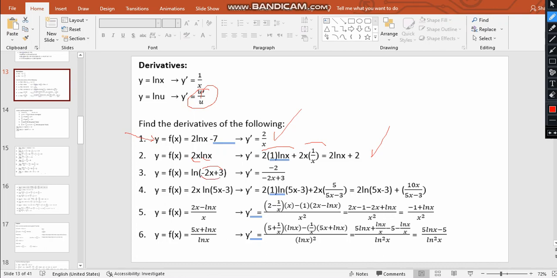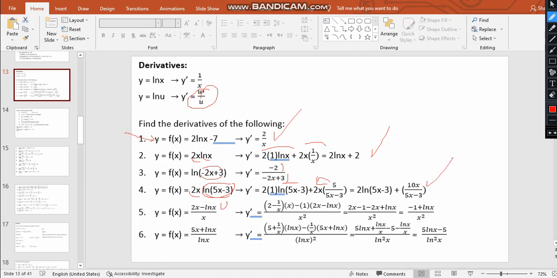Here this is ln u, so it's u prime over u. The derivative of minus 2x plus 3 is minus 2 over minus 2x plus 3. This is of the form u times v. So this is 2 times ln(5x minus 3), plus the derivative, where ln u is u prime over u. So 5 over 5x minus 3 times 2x.